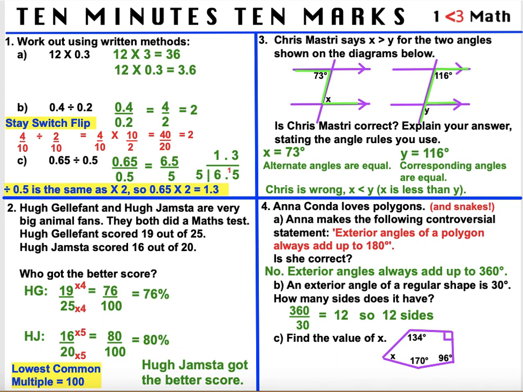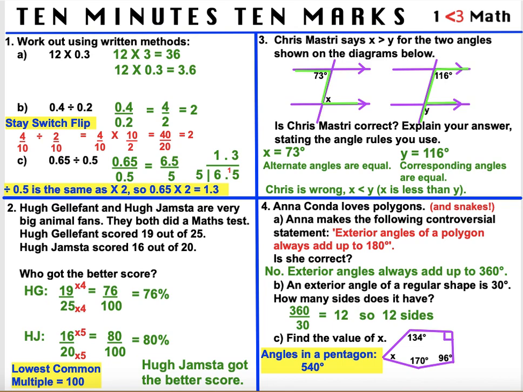For part C, we have to find the value of x. Now, this shape is not regular because the angles are clearly different. So what we need to do is we need to say, first of all, what shape is it? It's got 5 angles, it's got 5 sides, so it's a pentagon. What do the angles in a pentagon always add up to? Well, the angles in a pentagon always add up to 540 degrees.